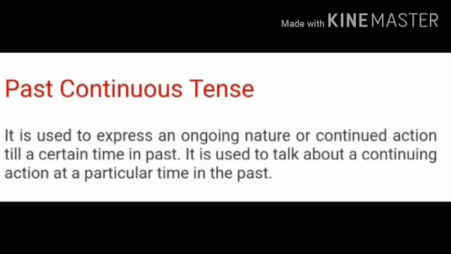Now come to the second aspect, that is past continuous. It is used to express an ongoing nature or continued action. The thing that were happening in past time, we use past continuous tense to express them. It is used to talk about continuing action at a particular time in past.